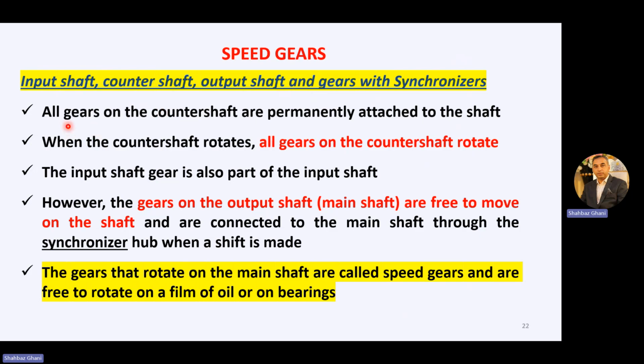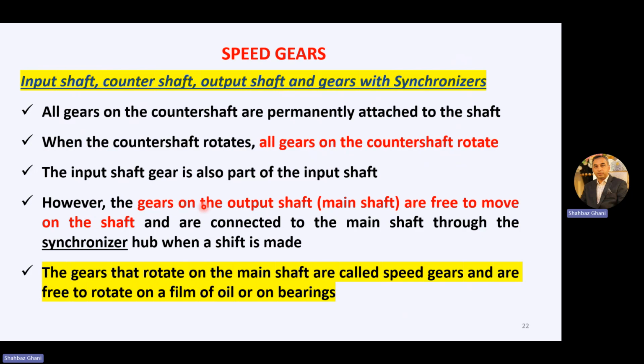All gears on the counter shaft are permanently attached to the shaft. They are not floating or anything like that. When the counter shaft rotates, all gears on the counter shaft rotate. So when the input shaft is rotating and driving the counter shaft, all the gears permanently attached to the counter shaft also rotate. The input shaft gear is also part of the input shaft.